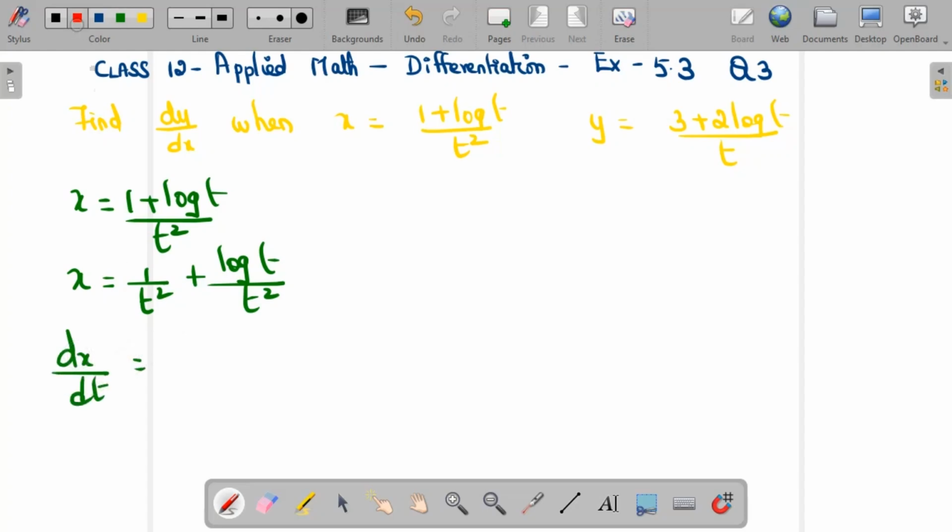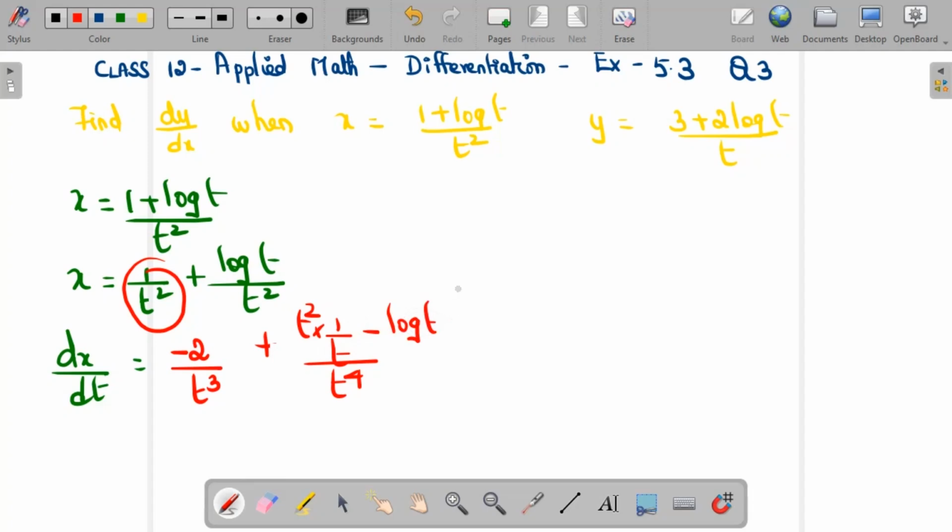So dx by dt, for the first term, this will become minus 2 by t cube. Here I have to perform u by v. So v squared will be the denominator. So I'm putting that already in place, t power 4. Now v u dash. So t squared into differentiation of u is going to be 1 by t, minus u v dash. So log t into differentiation of t squared is 2t. So in the next step, this can be simplified as t.